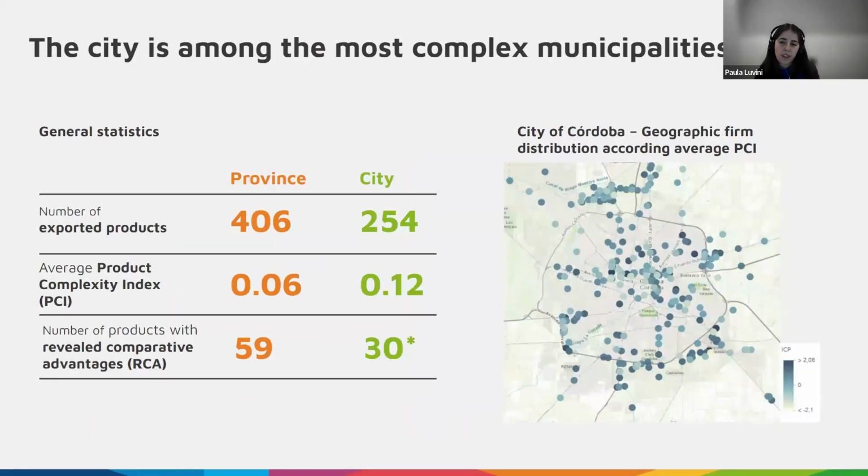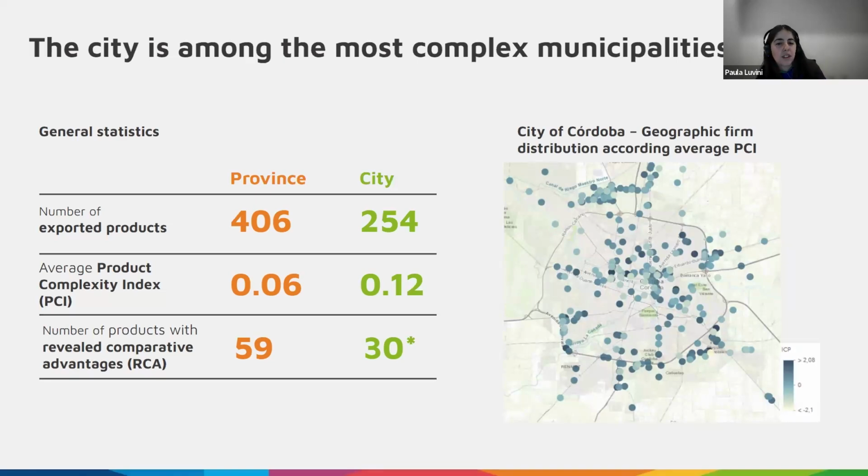So what we did now was, okay, we have the companies, we know where they are. In fact, as you can see in this map of the city of Córdoba, the dots are the companies, and the color is the complexity of the product they export. So we know precisely what they export, the complexity of that product. And we can, for example, compare this with the rest of the province.